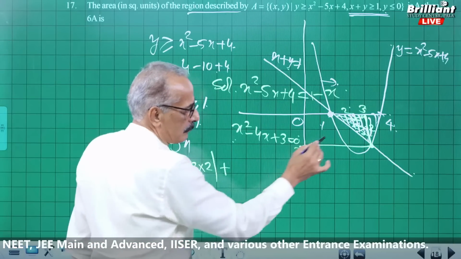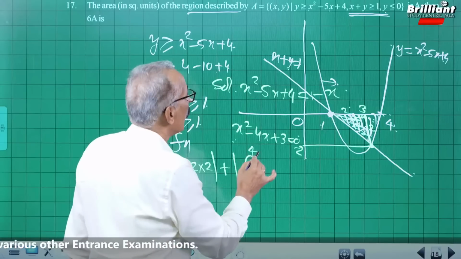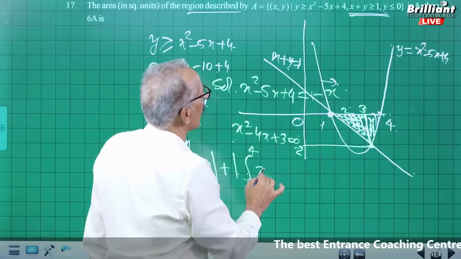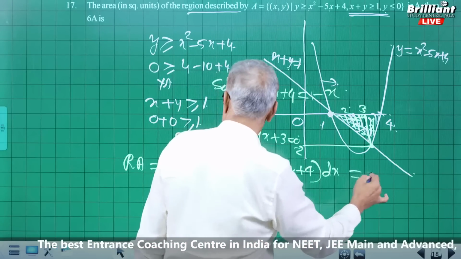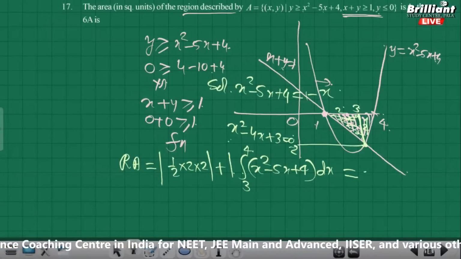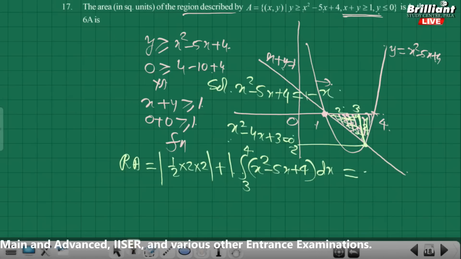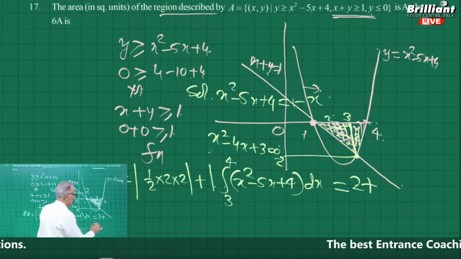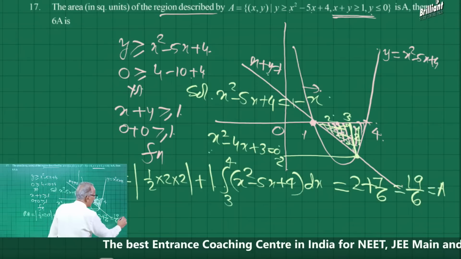Plus the second part, that is the modulus of the integral from 3 to 4, under the parabola, that is this part. The parabola is x square minus 5x plus 4 dx. And you simplify your answer. No need on my part to tell you this integration and evaluate this. That is going to be 2 plus 7 divided by 6, means 19 by 6. This is your area A.